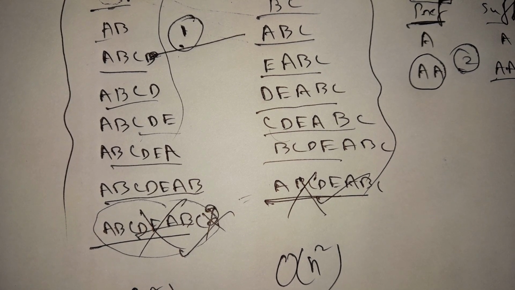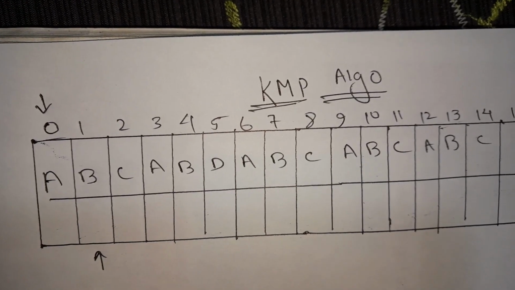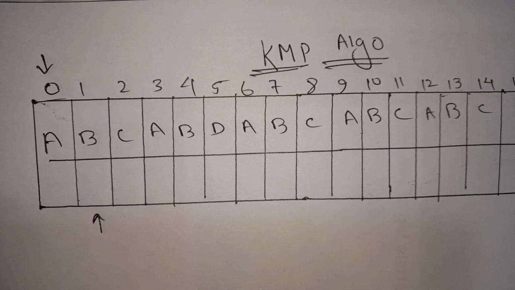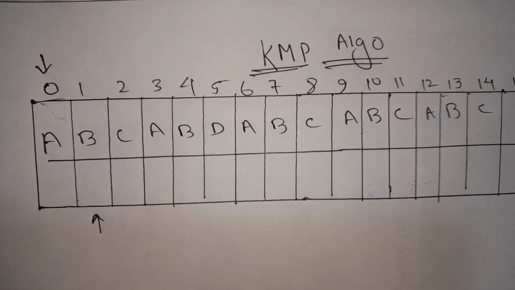So we have to think of something else, and there comes the logic of KMP. Okay, what is KMP? I will try my best to make you understand easily. So now I will explain the KMP algorithm. Listen very carefully. This is a hard level problem, so you have to listen carefully to each and every word.